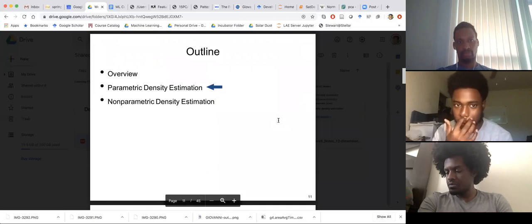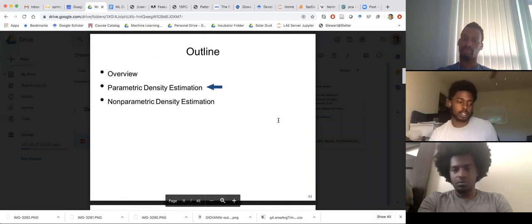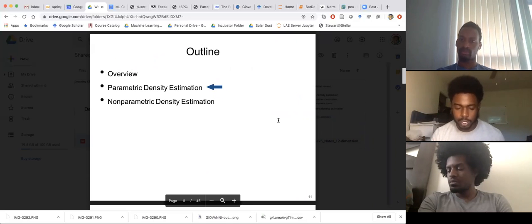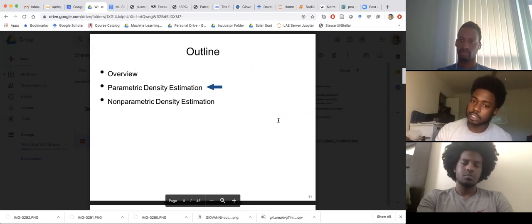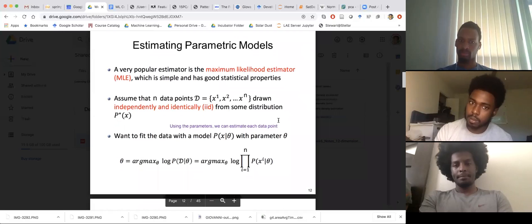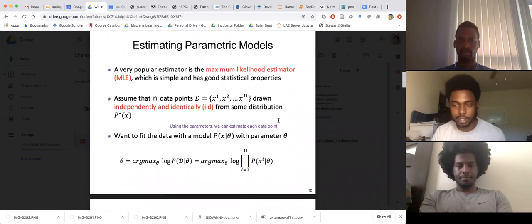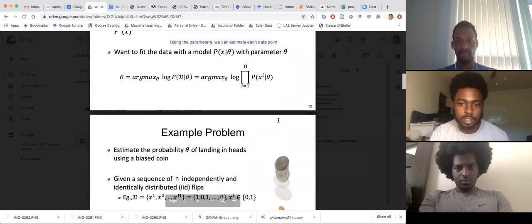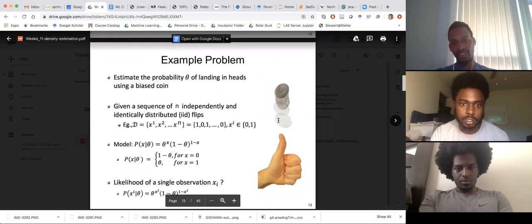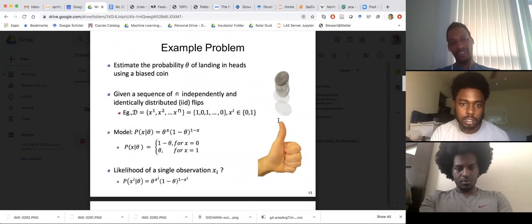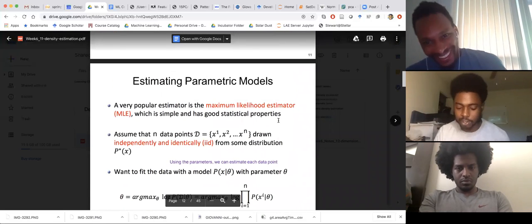So now we can talk about parametric density estimation. This requires a good background in understanding probabilistic functions. And I don't have that. I don't have that. So, maximum likelihood. Yeah, basically. Yeah, dude, we talked about these. I didn't do the homework.